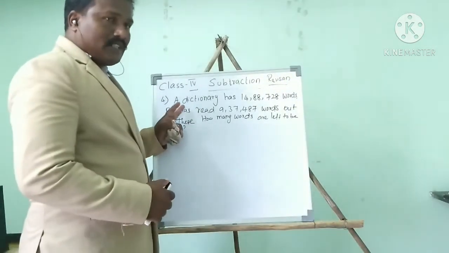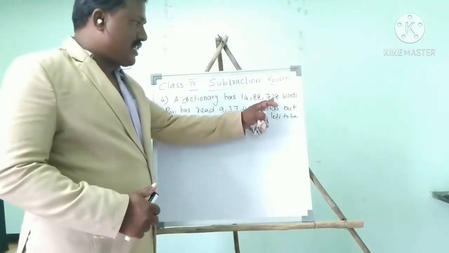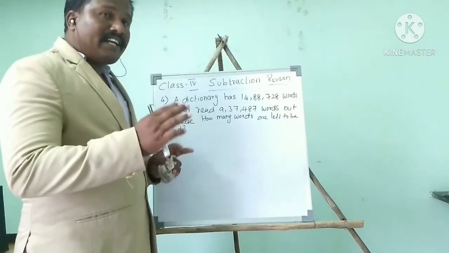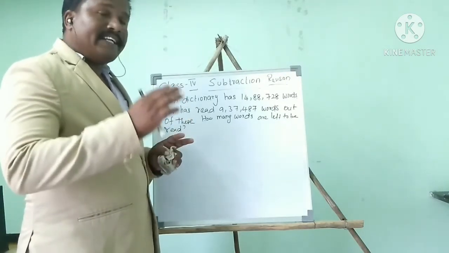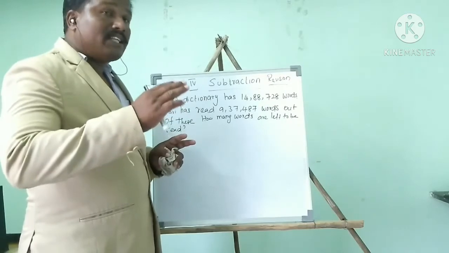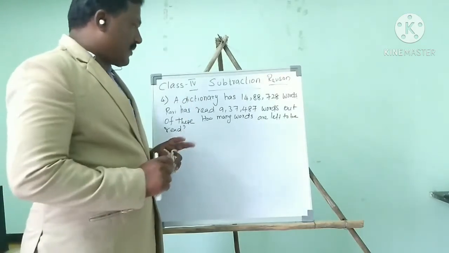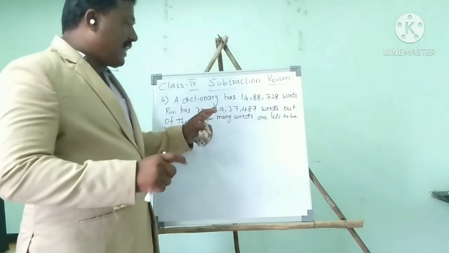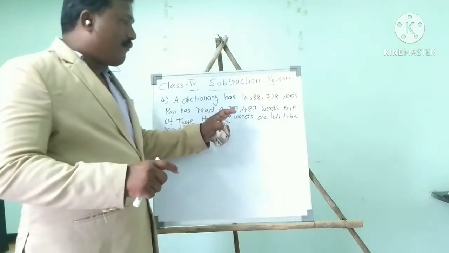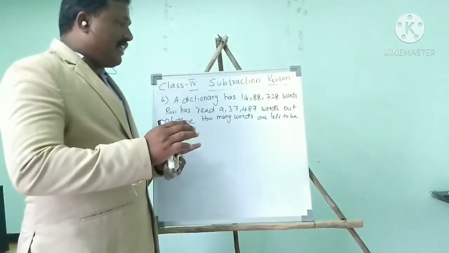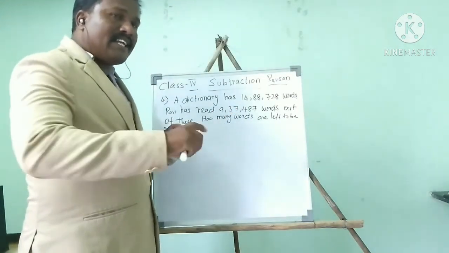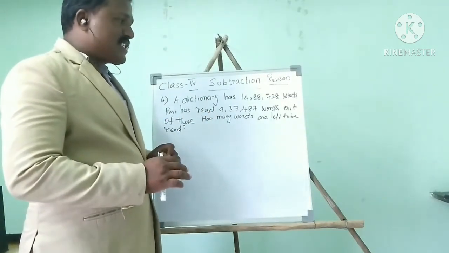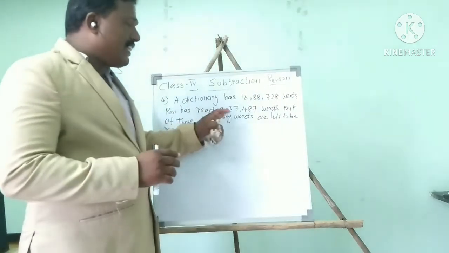A dictionary has ones, tens, 100, 1000, 10,000, lakh, 10 lakh. So 14 lakh. A dictionary has 14 lakh 88,728 words. Okay, words are there. Okay, so Ravi has read 9 lakh 37,487 words. Ravi has read means he read these 9 lakh 37,487 words out of this. So he read this many words.